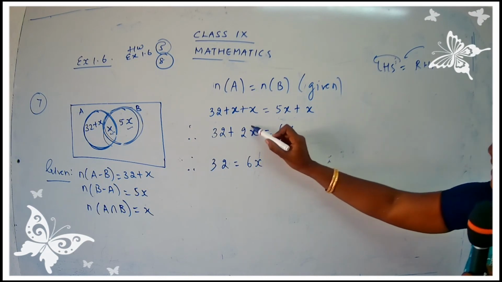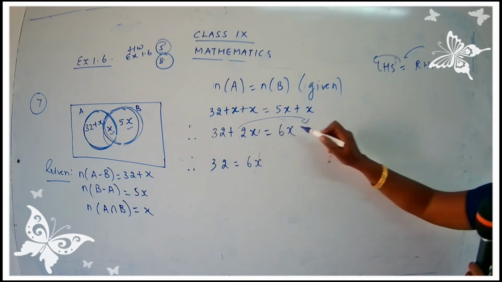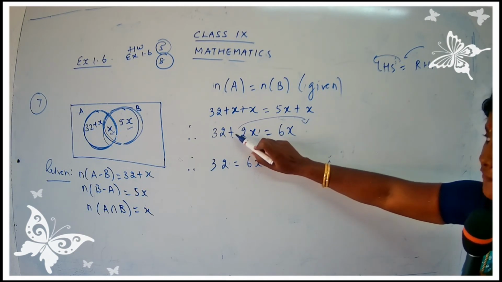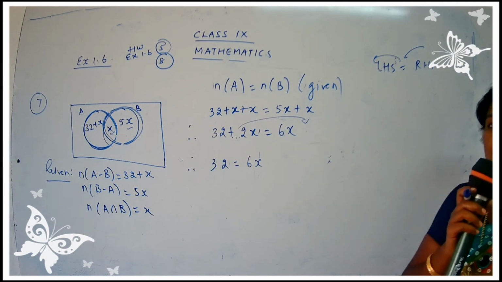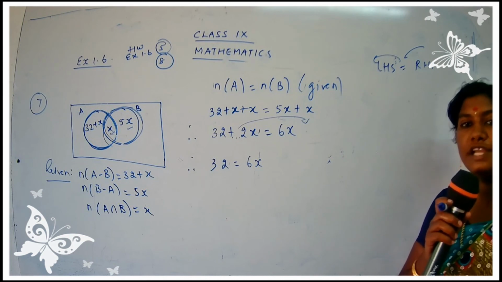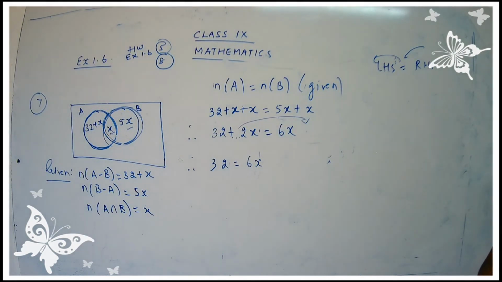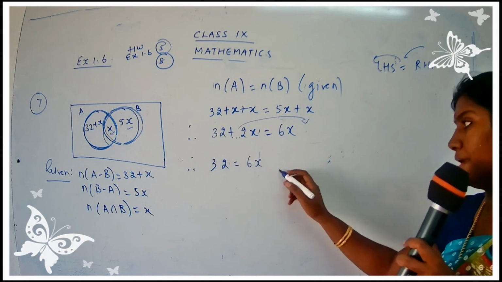So when you are shifting a term from LHS to RHS, now I am going to bring the 2X to the RHS. So what is the sign of 2X? It is plus. So when plus sign from LHS comes to the RHS, it becomes minus. Plus will change to minus, minus will change to plus, multiplication will change to division, and division will change to multiplication. This is a basic concept that you have to follow when you shift the term from LHS to RHS. Okay, so I'm going to bring the plus 2x to the RHS. So plus 2x will turn to minus 2x.